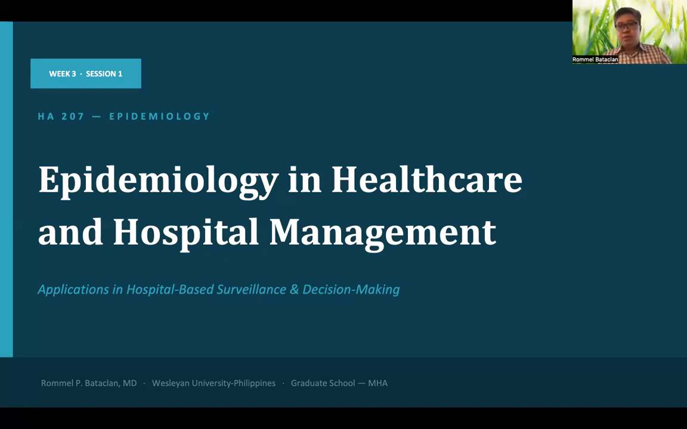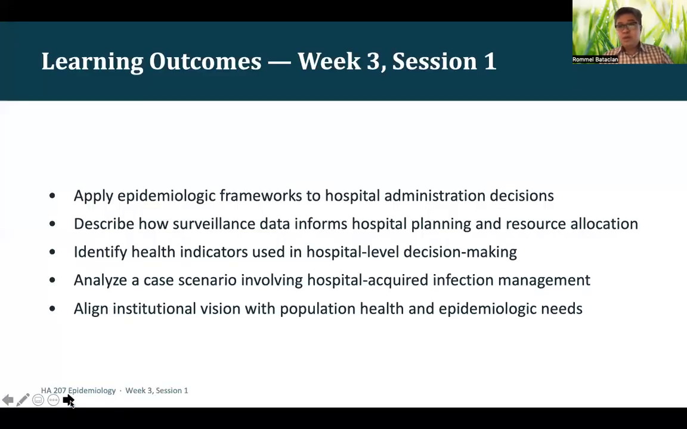You should be now comfortable knowing how to read the basic rates and ratios based on the type of methodologies and researches that are published or presented. So today, we bring it now to a more practical setting of epidemiology, particularly in the hospital setting. So by the end of this session, you should be able to do these 5 things.